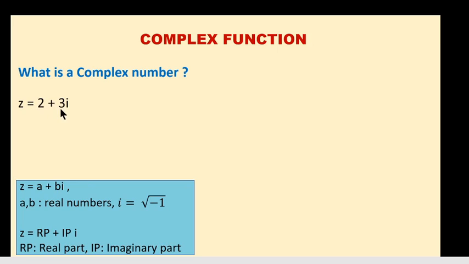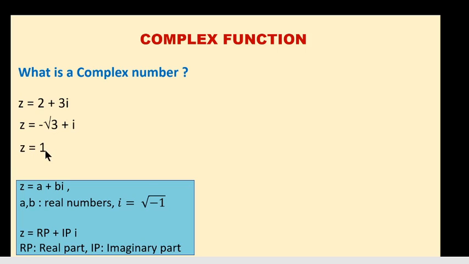z equal to 2 plus 3i is a complex number with 2 as the real part and 3 as the imaginary part. z equal to minus root 3 plus i is a complex number with minus root 3 as the real part and 1 as the imaginary part.